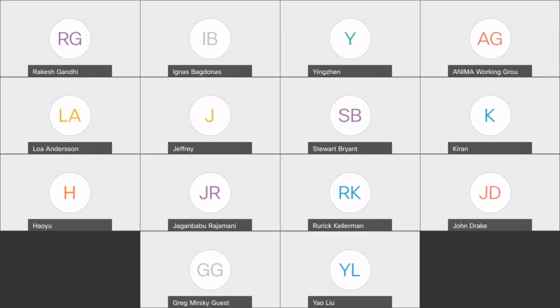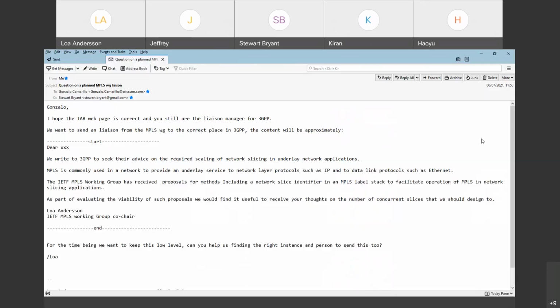Let me go back and share again. Now you see something. So what you see is a two-part item. The first one, between the start and end, is a proposed liaison to 3GPP, actually to seek their advice on the scaling of network slicing and identifiers and what we need to consider.